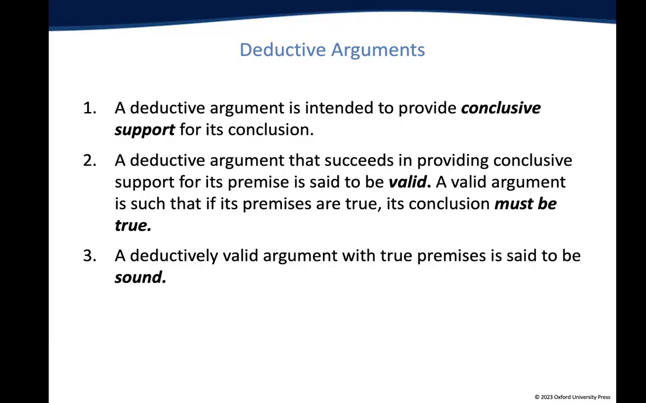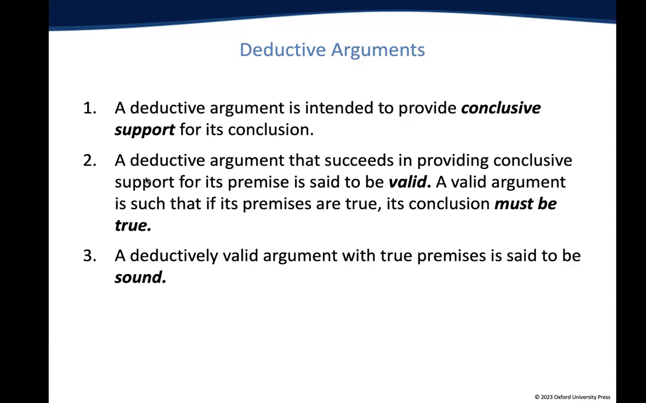So to begin with, deductive arguments are intended to provide conclusive support for a conclusion. So when we're looking at deductive arguments, they're trying to conclude, yes, this is the case, and trying to provide you with support for that so that you will come to the conclusion that this is conclusively the case, that it is certainly the case. A deductive argument that succeeds in providing conclusive support for its premise is said to be valid.